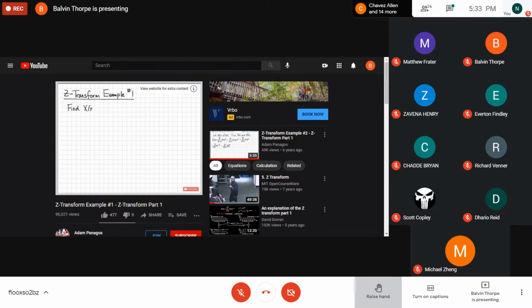In this example, we are going to find the Z-transform for the signal x of k equals this signal. We're going to start off simple. The signal is equal to 1 at time minus 1, 3 at time equals 0, 2 at time equals 1, and a negative 1 at time k equals 2, and it's 0 everywhere else. If I plot this signal in discrete time k, it would look like this: 1 at minus 1, 3 at time 0, 2 at time 1, negative 1 at time 2, and 0 everywhere else.